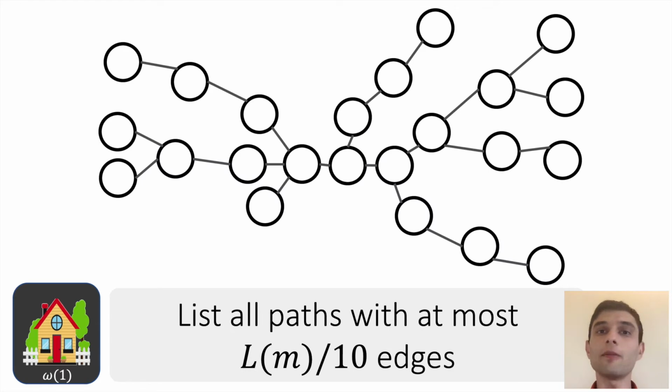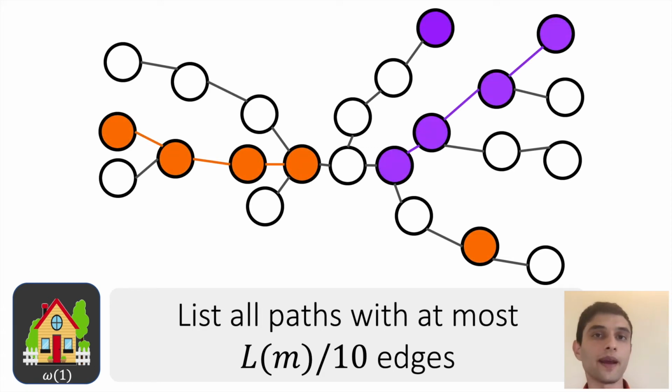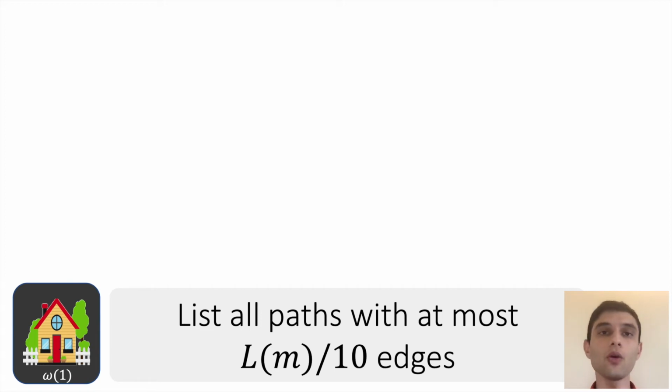So how do we list all paths with length at most L of M divided by 10? Well, the first question is, let's recall what listing means. And so listing means that every single one of these paths will be known to some node. So for example, this node can know about this path, and this node can know about this other path. The only constraint is that every single path will be known to some node. It doesn't matter which node, it just matters that every single path is known. Okay, so how do we do that?